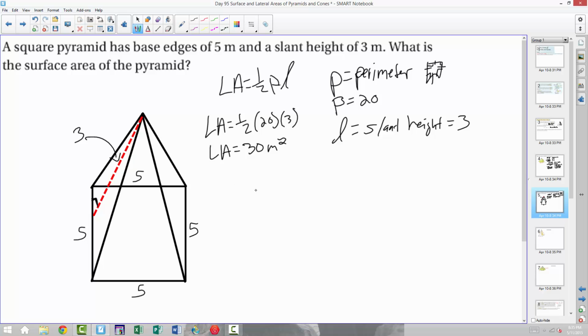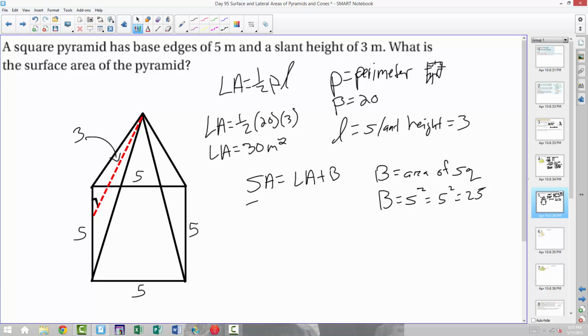So now that I have my lateral area, I can find the surface area, which is my lateral area plus capital B. Capital B is the area of a square. So capital B is side squared, which is 5 squared, which is 25. So my surface area is 30 plus 25, which adds up to 55 meters squared. These are pretty easy because I give you your slant height.